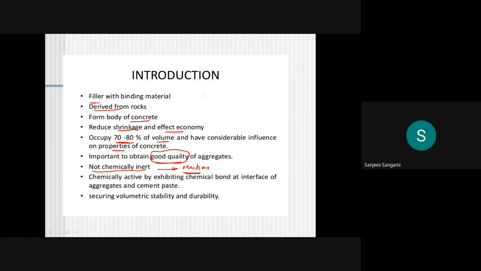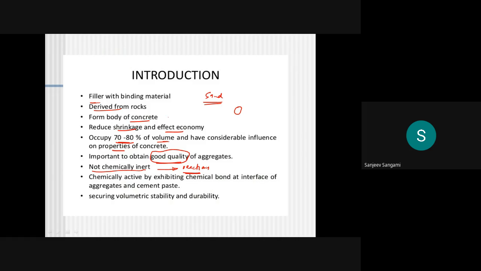Even sand is also chemically inert. Reactions will not happen. For example, aggregate, if it is there, then if you mix it with the concrete, it will remain the same. It will occupy the volume. It will not change from one form to another form.